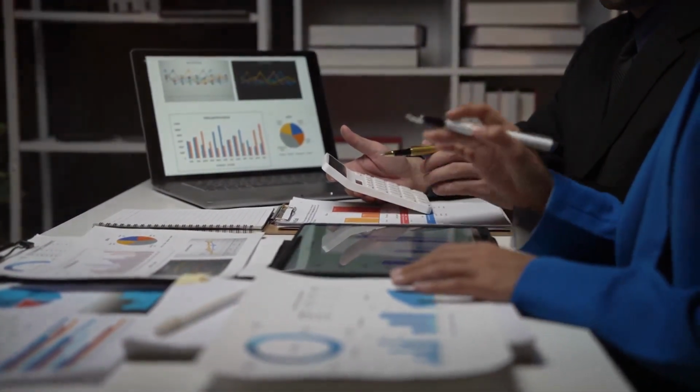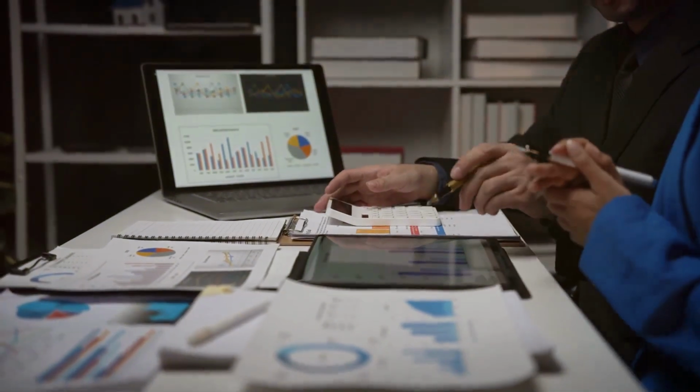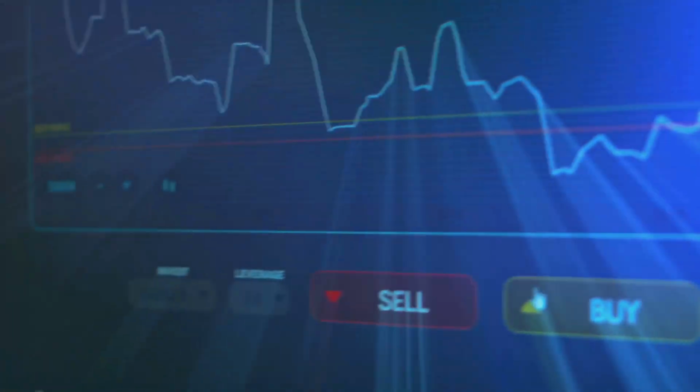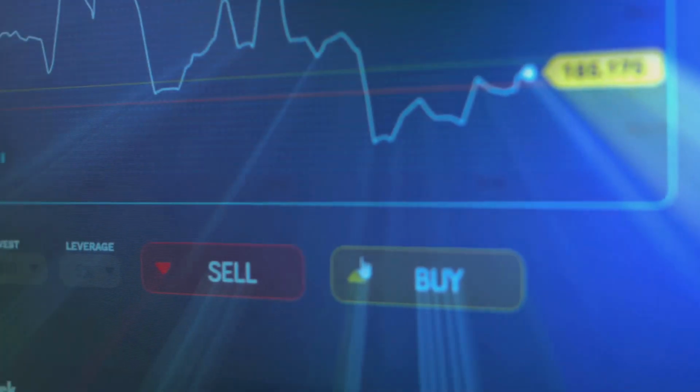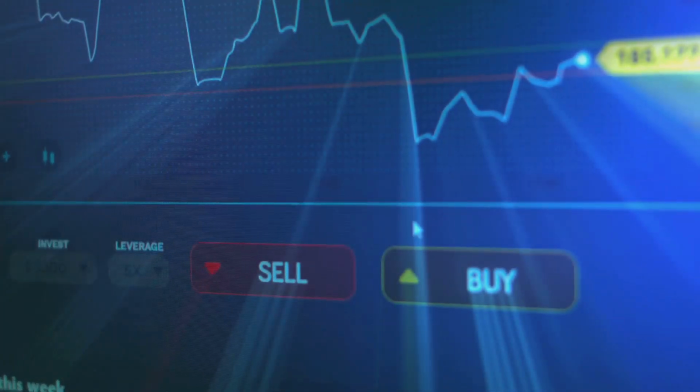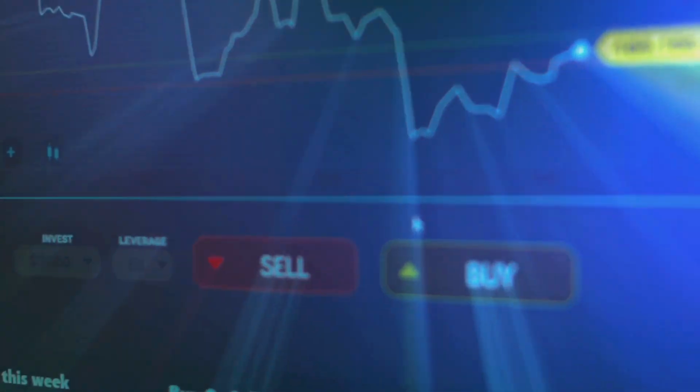Unsystematic risk is specific to a company or industry. Business risk includes operational challenges and competition. Financial risk relates to a company's debt and liquidity. Regulatory risk involves changes in laws affecting specific industries. Diversification helps mitigate unsystematic risk.